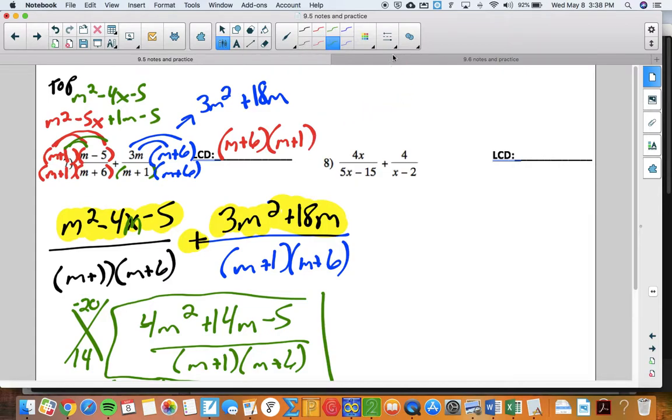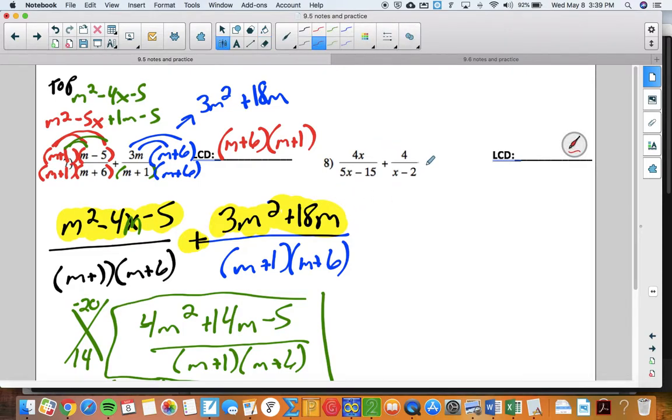Last one. This one you could factor a 5 out. Ooh. So you get 5 times x minus 3. But that really doesn't help because 5 nor x minus 3 is a factor over there.